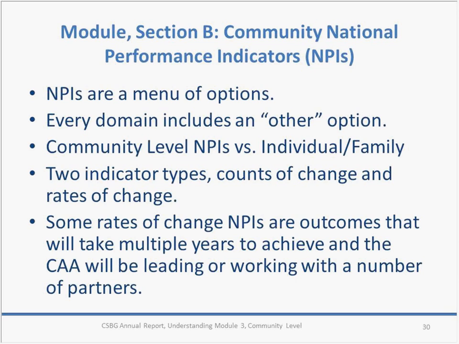indicators. We do want to talk about how there's a difference between community level NPIs and individual and family, which Barbara touched on a little bit earlier. And there are two indicator types. We have counts of change and rates of change, which Katie will be reviewing with us. Also, some rates of change NPIs are outcomes that will take multiple years to achieve, and the agency will be leading or working with a number of partners on those. Those are those kind of larger scale initiatives.